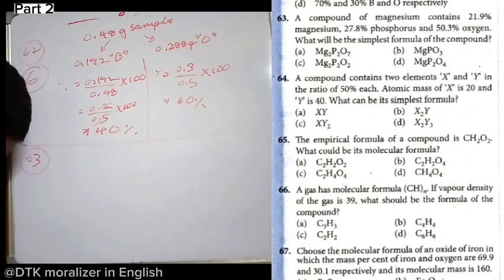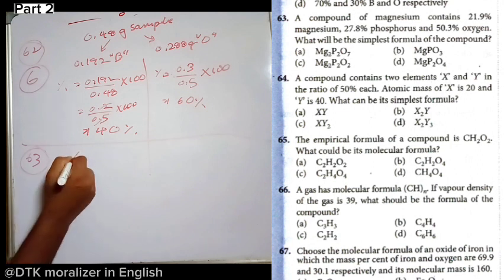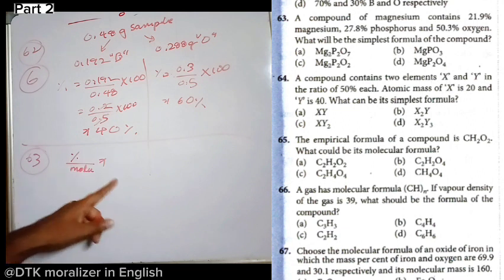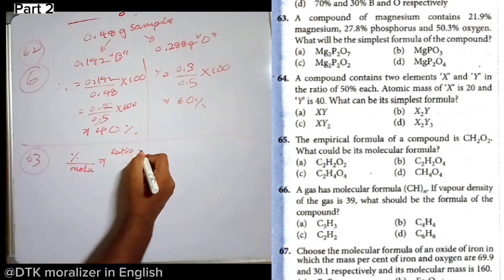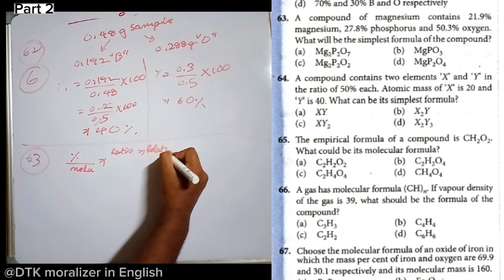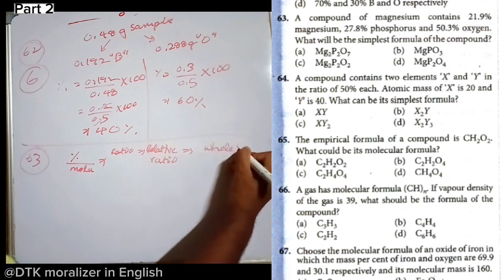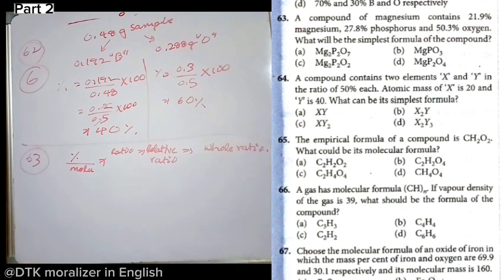Now question number 63. A compound of magnesium contains 21.9% of magnesium, 27.8% of phosphorus and 50.3% of oxygen. What will be the simplest formula of the compound? So here we take percentage by atomic weight, and we have to find out the ratio and then the relative ratio and then the whole ratio. By this process we can solve this.